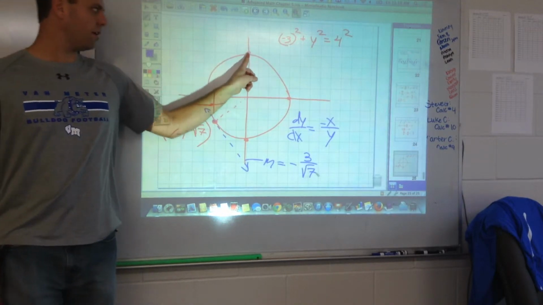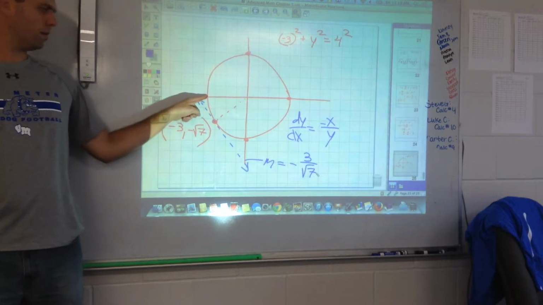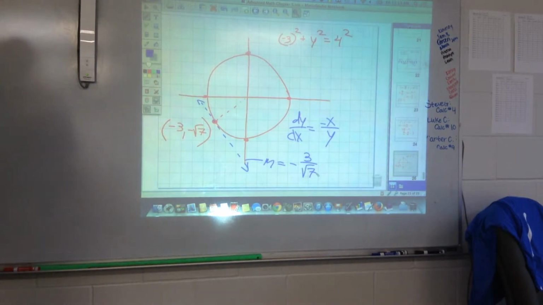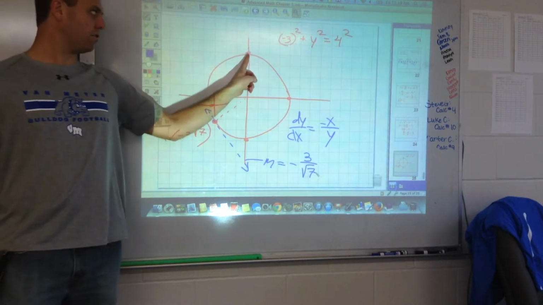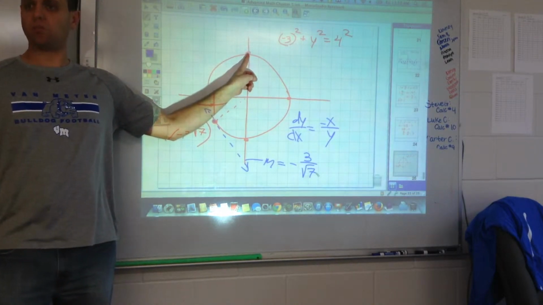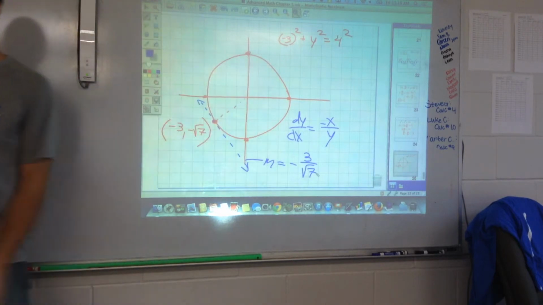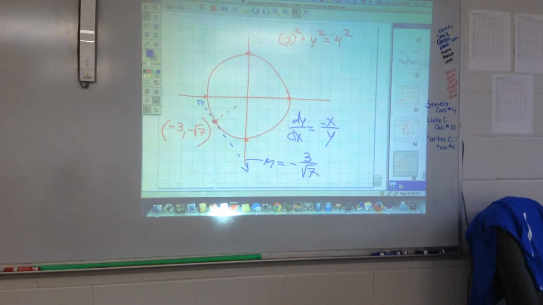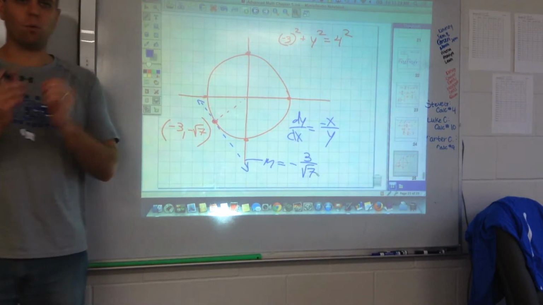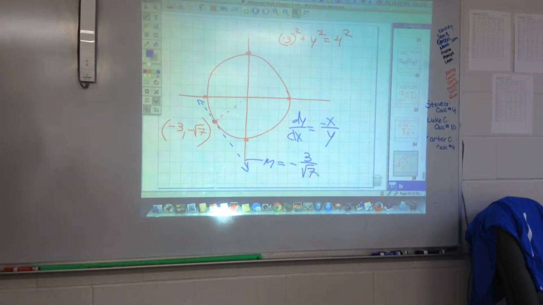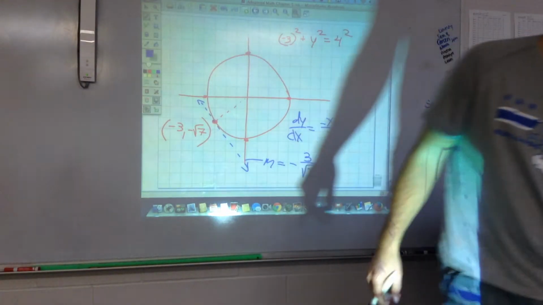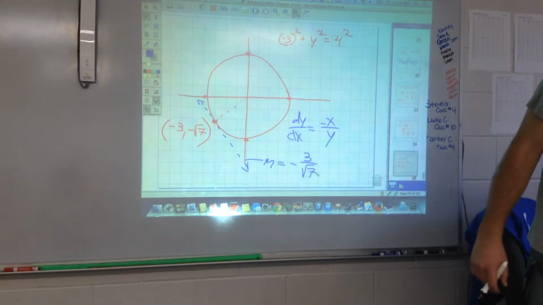What would be the tangent line right here? y equals 4. x equals negative 4, and so on. Okay? What's the slope of the tangent line right here? 0, right? Because it'd be a horizontal line. Okay? So that's implicit differentiation. Whenever you have a y in the equation and you do the derivative with respect to x, you got to add the dy dx part. Okay?